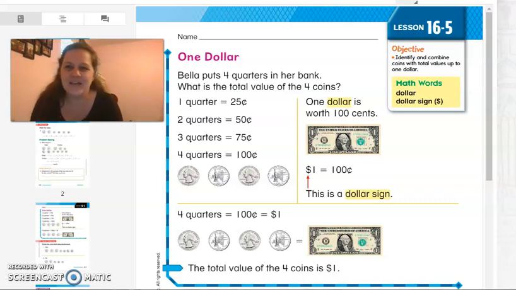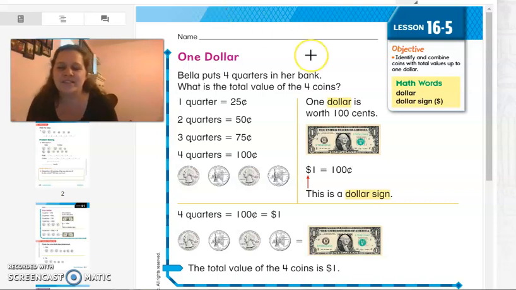Hi boys and girls, today we are going to continue learning about money, about coins, and today we're going to even start talking about the dollar. So if you don't already have your math workbooks out, go ahead and get those out. We are on page 611. Like we have been doing, I'm going to do pages 611 and 612 with you, and then you'll do pages 613 and 614 on your own.